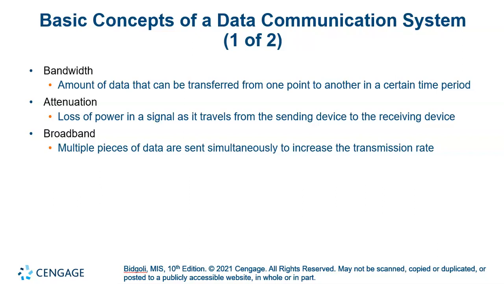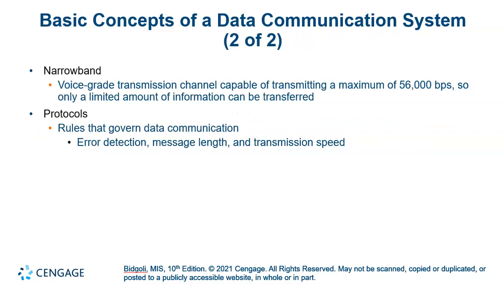Anytime we are transmitting data, whether it's wired or wireless, there is a potential of signal loss. That's just physics. You're going to lose some of that energy as it travels. That's called attenuation. And finally, broadband. That's multiple pieces of data sent simultaneously. It's very broad.